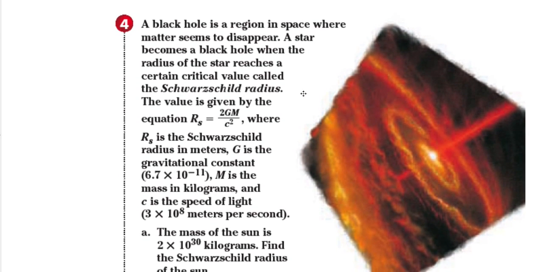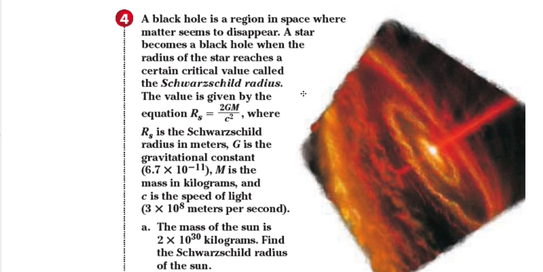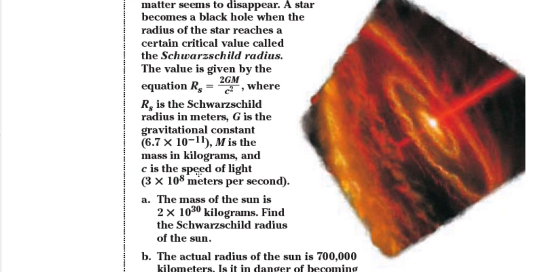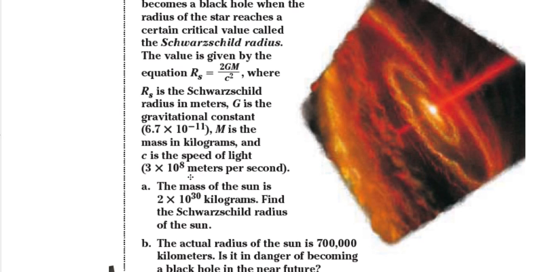Okay? And last example, scientific notation is extensively used by scientists in fields such as physics and astronomy. And this is a good example because we're going to talk about this at the end of the year when we discuss black holes. So a black hole is a region in space where matter seems to disappear. A star becomes a black hole when the radius of a star reaches a certain critical value called the Schwarzschild radius. The value is given by the equation R sub s is equal to 2GM over c squared, where R sub s is the Schwarzschild radius in meters, G is the gravitational constant, which is 6.7 times 10 to the negative 11, M is the mass in kilograms, and c is the speed of light, which is 3 times 10 to the 8th power meters per second, or 300 million meters per second.